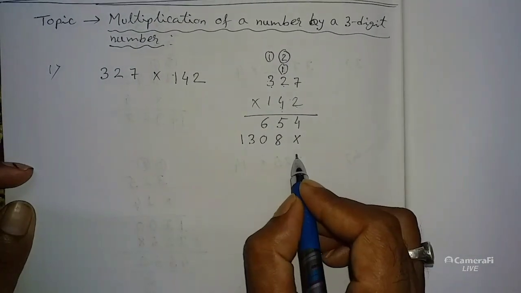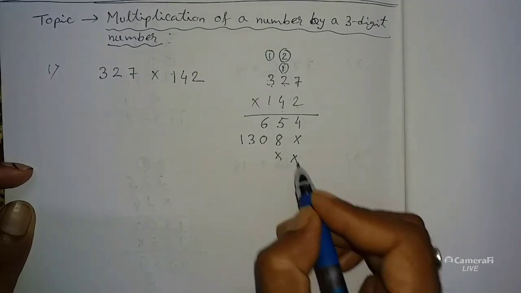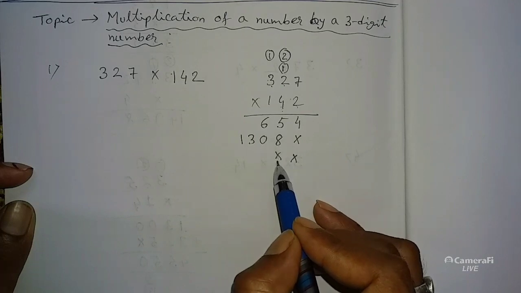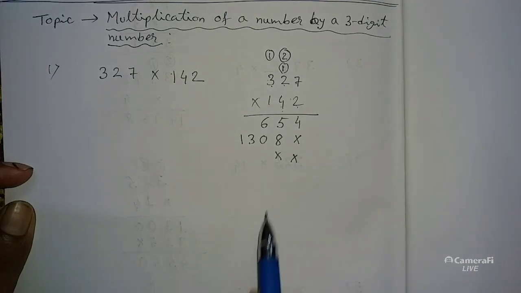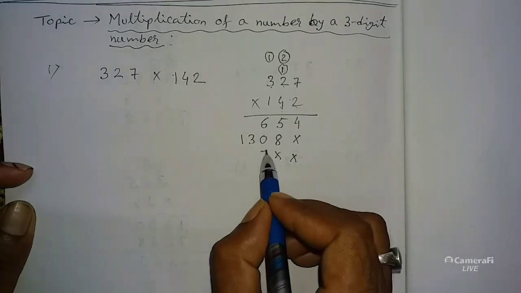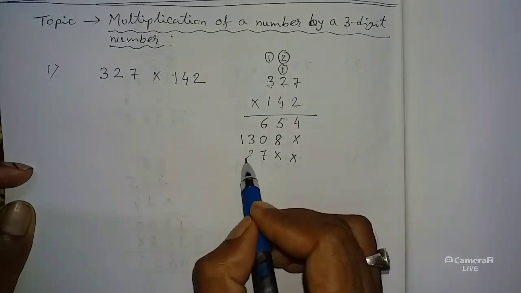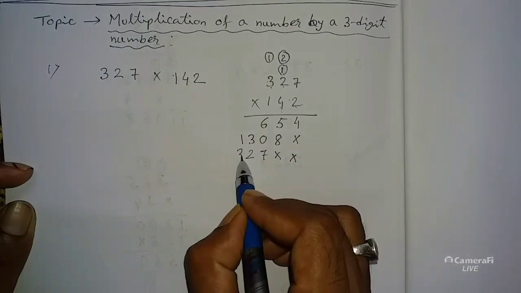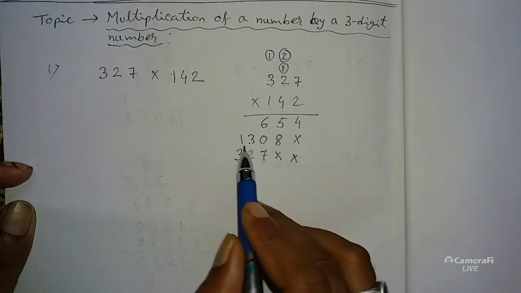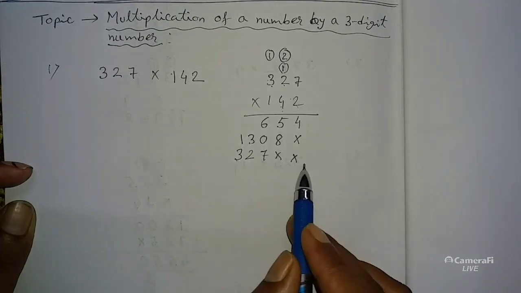Now give double cross sign, successively 2 cross signs, one just below the cross and one just below 8. Now multiply 327 by 1. 1 7 ja 7, 1 2 ja 2, 1 3 ja 3. So here we get 3 rows. As we are multiplying the number by a 3-digit number, we got 3 rows. This is the first row, this is the second row, this is the third row.